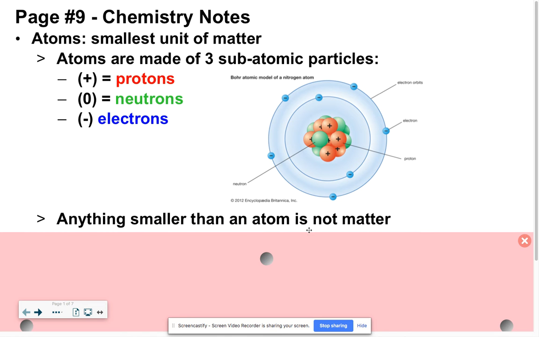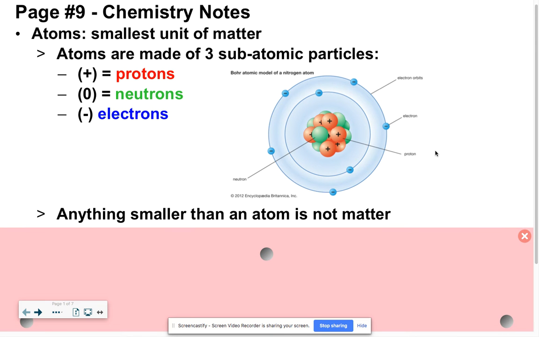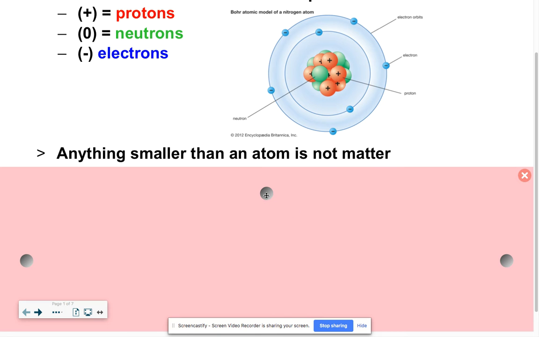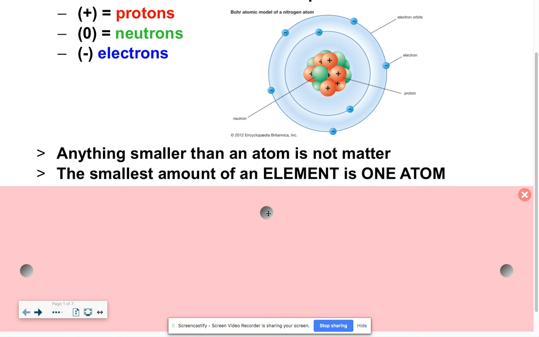Really, anything smaller than an atom is not really matter, it would just be subatomic particles. Now, when we get into elements, the smallest amount of an element is one atom of an element. So if you're talking about having some carbon or some gold or silver, the smallest part of each of those elements that we can have is just one atom of those elements.